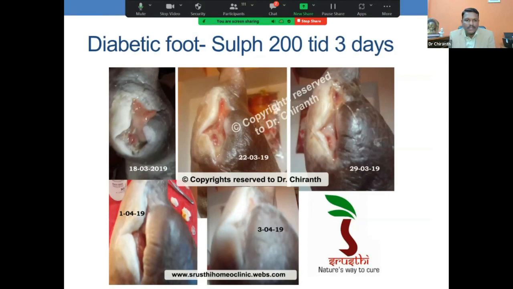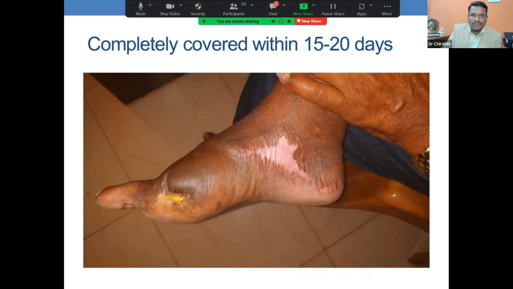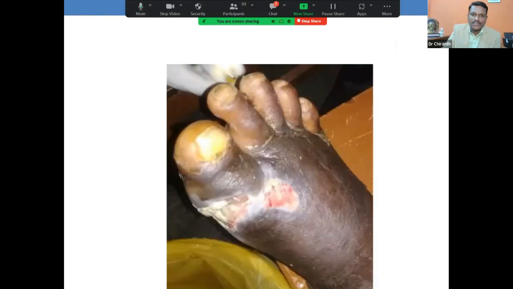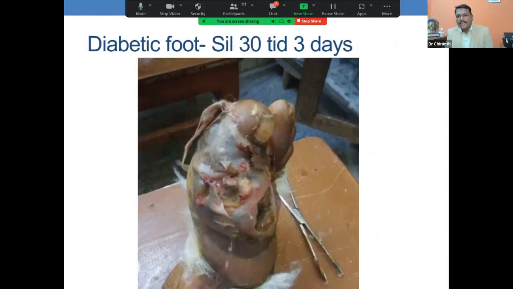around 15 days, not more than 15 days. It is almost completely healed. So this is how homeopathy can help people. This is one more for which I have given Silicea TID 3 days, and that was also covered. You can see the difference here.